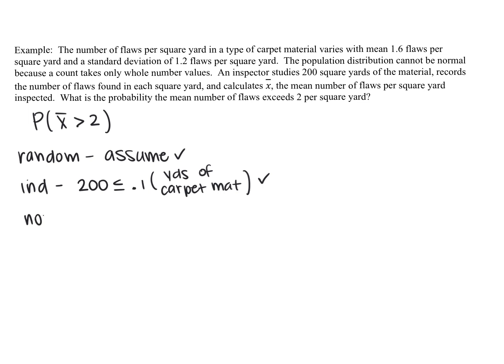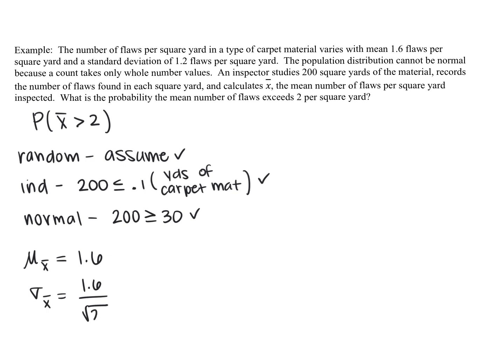And then for normal, it does specifically state in the problem that the population is not normal. So we have to check that our sample size 200 is greater than or equal to 30, which it is. So even though we know that our population isn't normal, our sampling distribution is. So the mean of our sampling distribution is going to equal our population mean, 1.6. And then for our standard deviation, we're going to do 1.2 over the square root of 200, and we're going to get 0.1131.